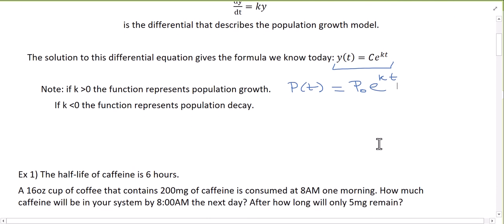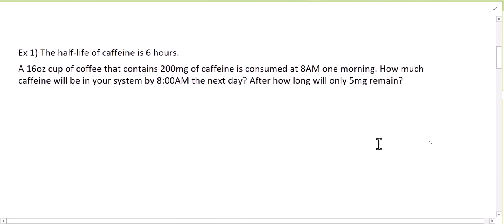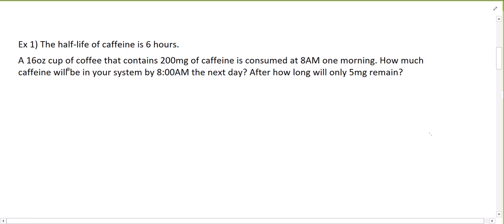So let's try an example. The half-life of caffeine is 6 hours. A 16-ounce cup of coffee contains 200 milligrams of caffeine. So pay attention to your coffee. How many milligrams of caffeine does your particular brand of coffee have? In this particular case, the 16-ounce cup of coffee contains 200 milligrams of caffeine and is consumed at 8 a.m. one morning. How much caffeine will be in your system by 8 a.m. the next day? So there are two questions here, and then after how long will only 5 milligrams of caffeine remain?